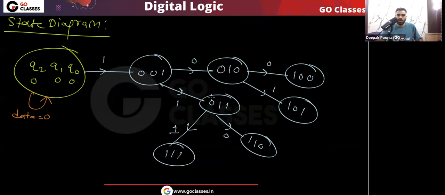Now I hope you are understanding how I'm making the state diagram. You can see that this state is over, this is over, this is over, this is over. 4 states are done. Now let's see the remaining 4 states.